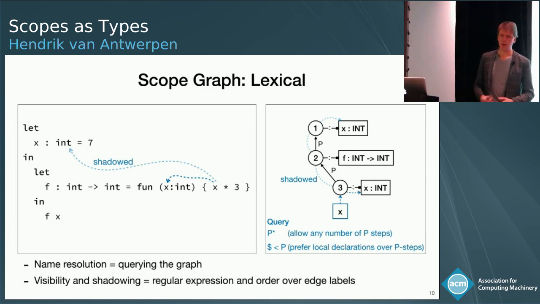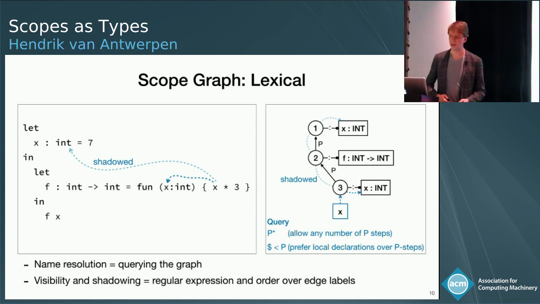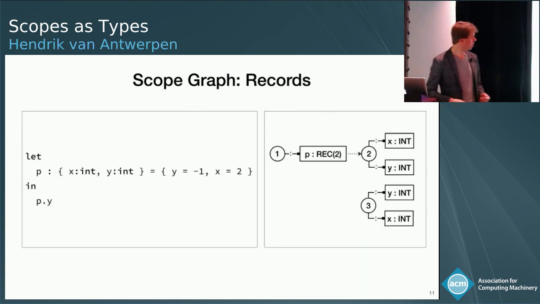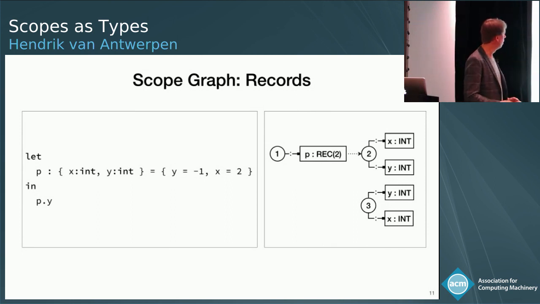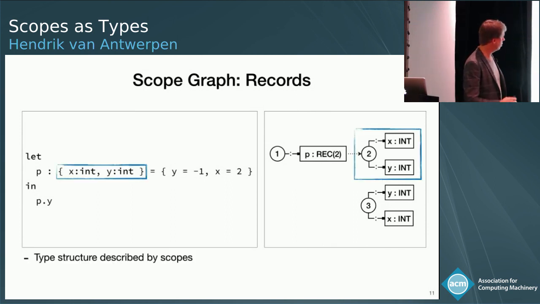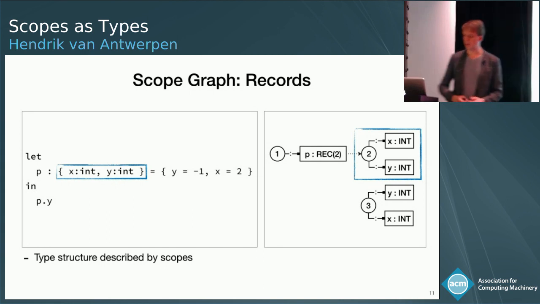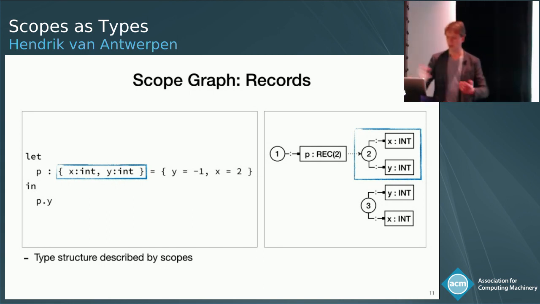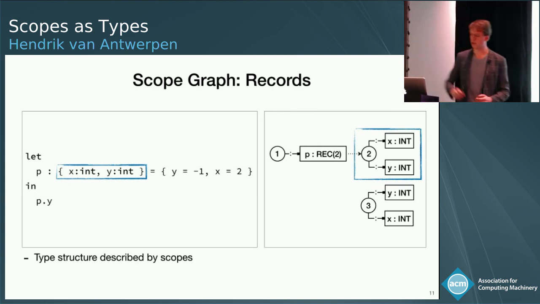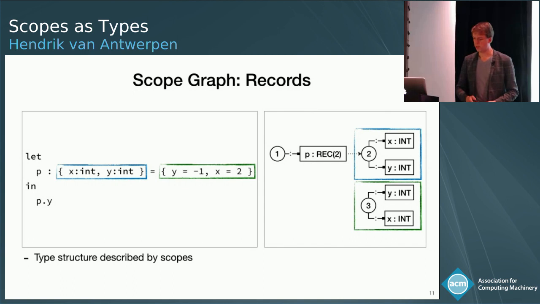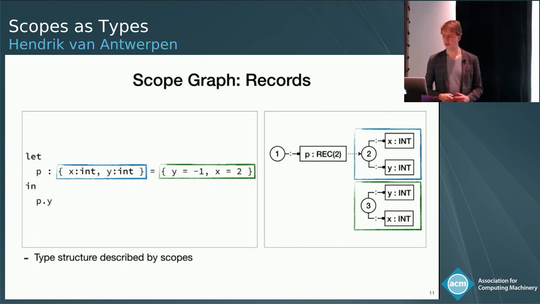So how do we fare if we start to look at these scoping structures that are related to types? Here's a record example again. And we see that in the scope graph, we can very naturally model these record types. We just create a scope, and in this scope, there are the fields with their corresponding types. There's obviously a correspondence between our intuition of records and this representation in scope graphs. And of course, the type of the literal has a similar structure.